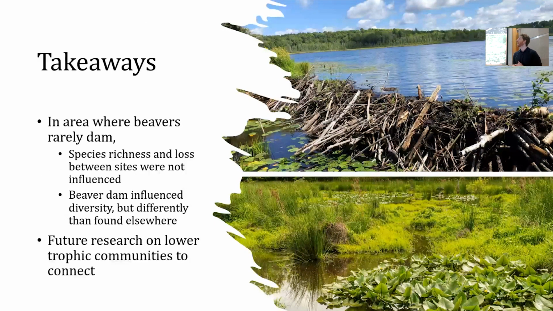Kind of wrap all of that up. Again, in areas where beavers rarely dam, it seems that their presence alone, without the presence of a dam, is not influencing species diversity. But instead, the presence of a beaver dam did influence beta diversity, but that's different than what's been found elsewhere in different areas. And as I mentioned, future research would really want to focus in on measuring those direct effects that these species are having, specifically in those lower trophic communities, to draw some level of connection on how it may scale up.